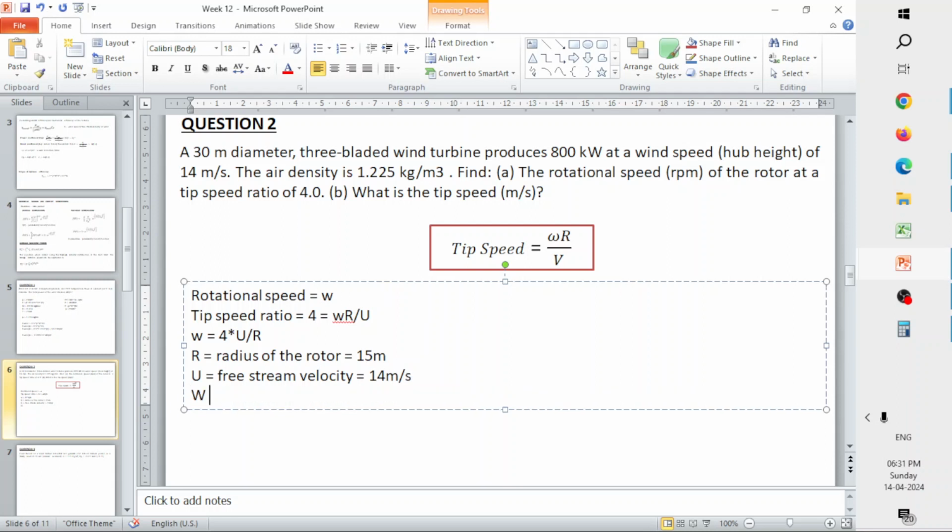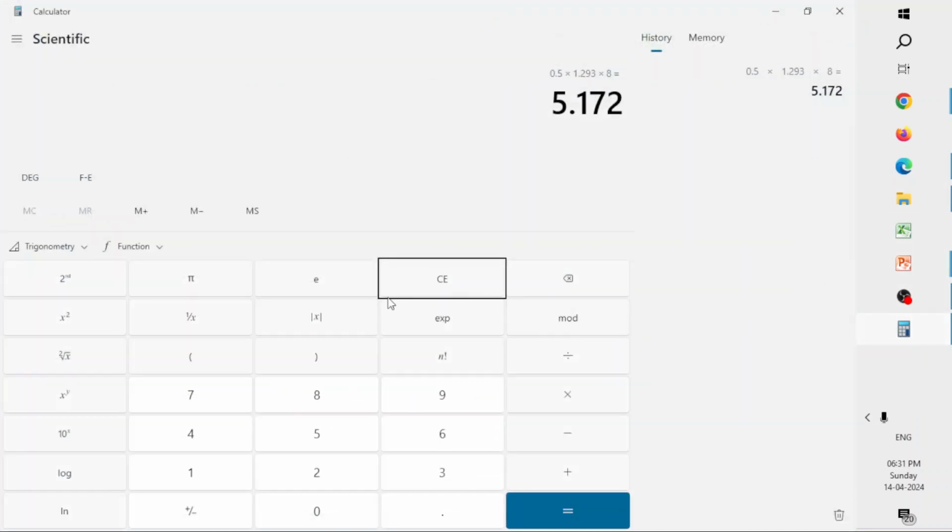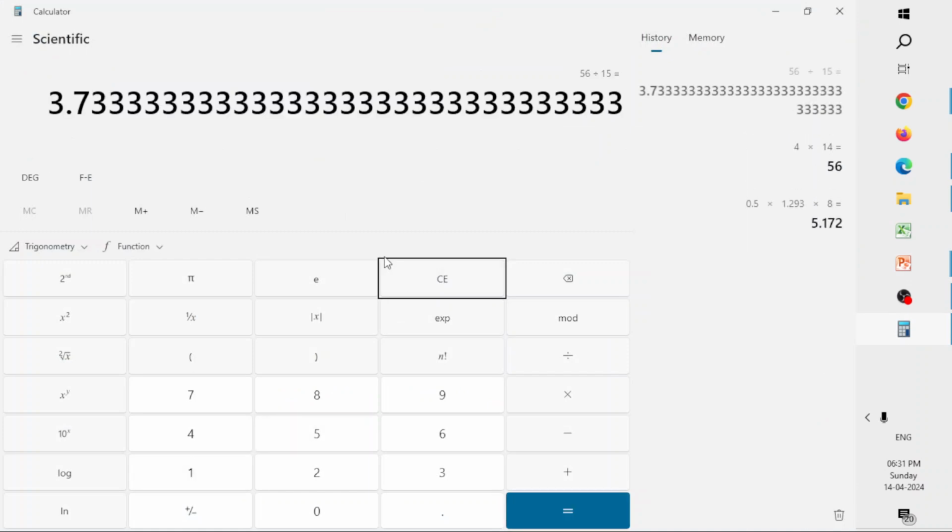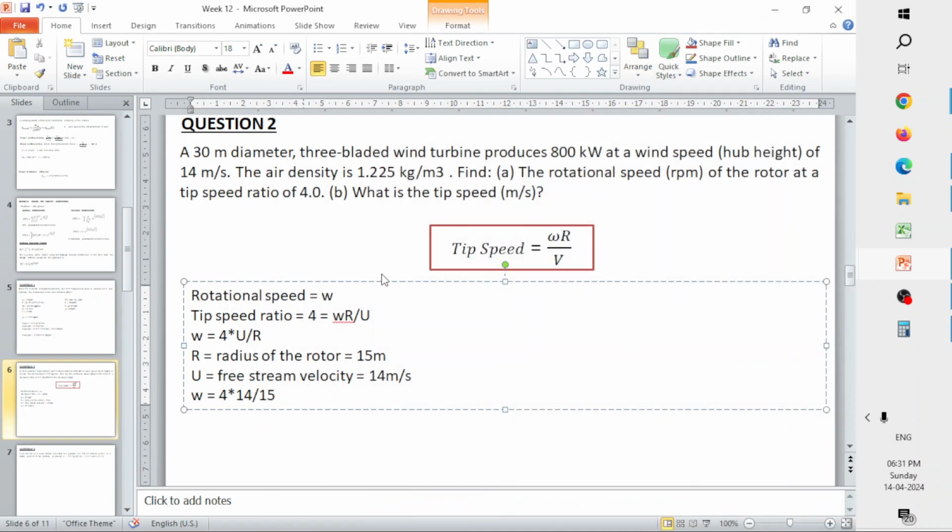So omega will be nothing but 4 times 14 divided by 15. So let's just calculate. 4 times 14 will be 56 by 15, 3.733, that is in rotations per minute.